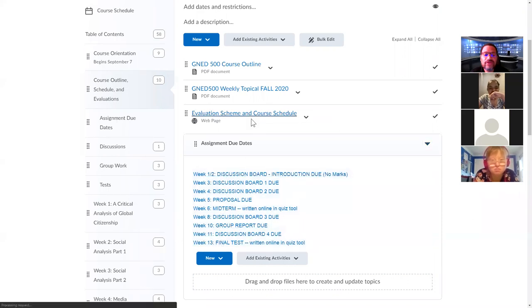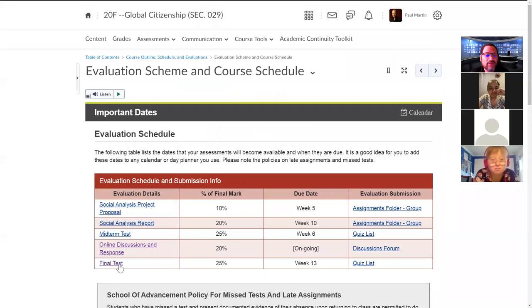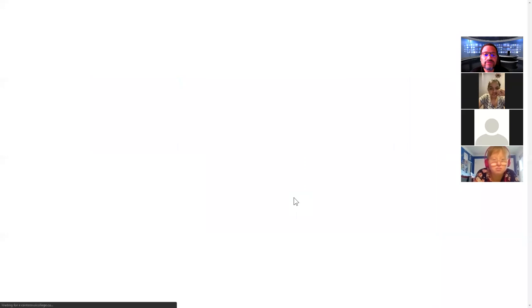And then again, this is just the evaluation schemes here, showing you what we were walking through in each section. These were the midterms we looked at. We looked at the online discussion. Now this is the project proposal and the report.